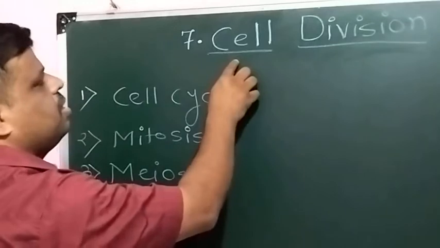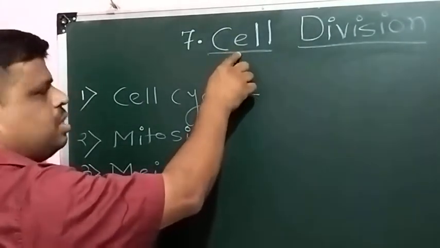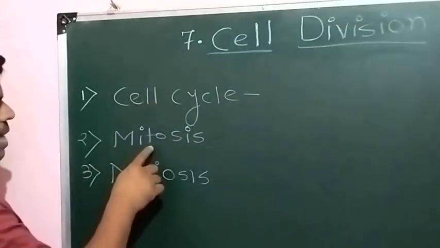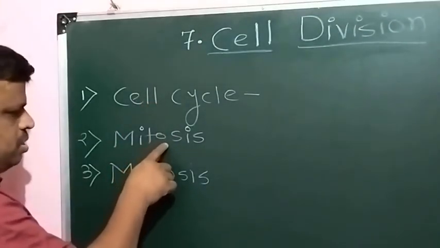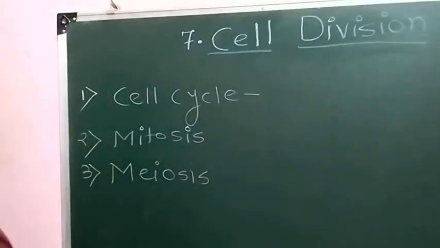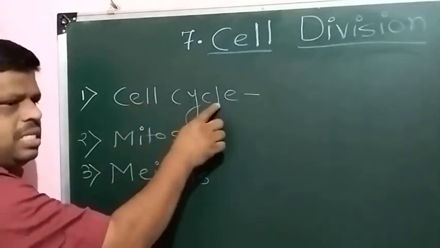In this chapter, cell division, you have to study 3 points one by one. First one is cell cycle, second one is mitotic cell division or mitosis, and the third one is the meiotic cell division. Let us see what is cell cycle.